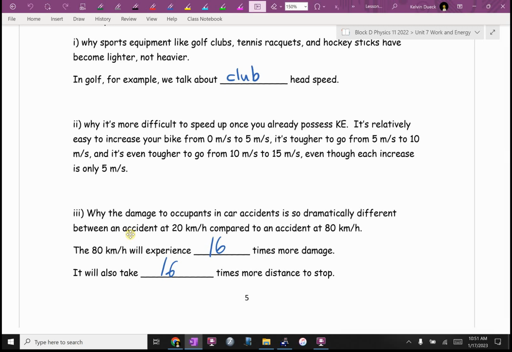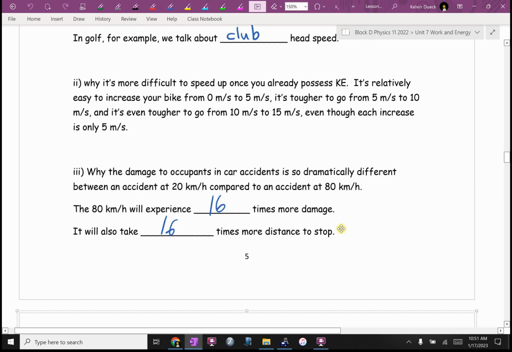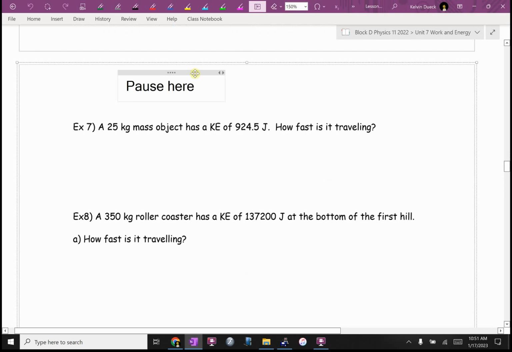We also talked about accidents. If you compare an accident at 80 kilometers per hour to 20 kilometers per hour, at 80 kilometers per hour there's 16 times the energy. That energy's got to go somewhere. There's 16 times the damage typically to the occupants. And it will take you 16 times further to stop.